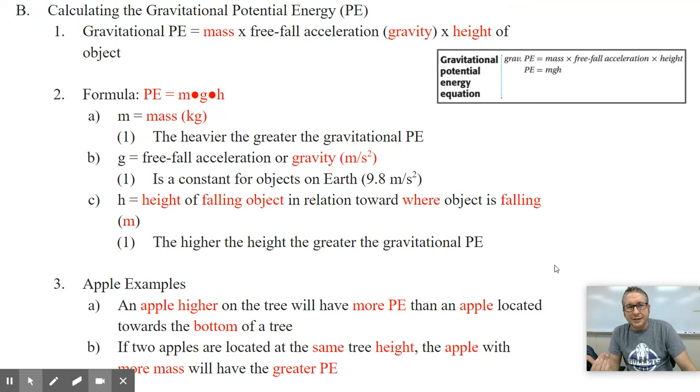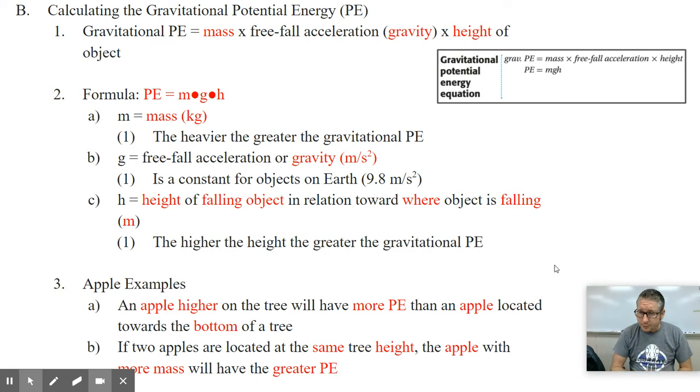Again, h is the height. Mass must be in kilograms. There's that must again. The heavier the object, the greater the gravitational potential energy will be. Free fall acceleration is 9.8 meters per second squared, and the height of the falling object is in relation to where the object is falling and where we're measuring it. The greater the difference between the two points you're measuring, the greater the gravitational potential energy will be.